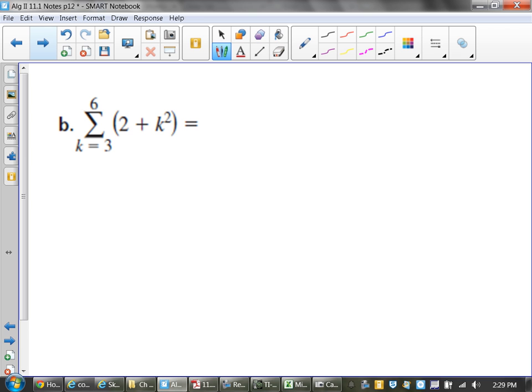Now, is k going up by 3, or is it going up by 1 and starting at 3? In this case, it's asking you to add the third through the sixth term of this series. So you would start at 3 and go to 6. So it would be 2 plus 3 squared plus 2 plus 4 squared. This is just the value to start at for k. k starts at 3, and you're increasing it by 1 each time to go up to 6.